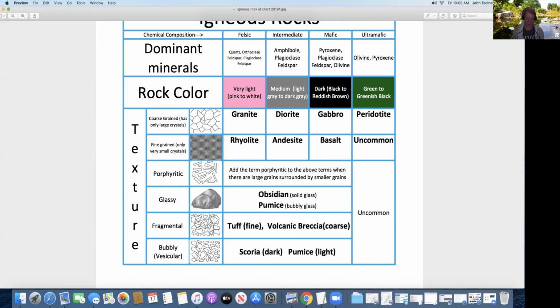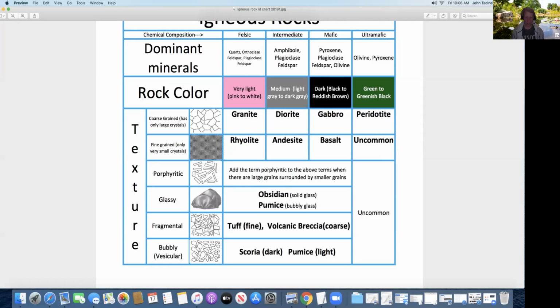Now, in terms of textures, we have the coarse-grained textures, which would have only large crystals, also known as phaneritic. Fine-grained or aphanitic, only very small crystals, but you could have one that's porphyritic, and that will have some large crystals, but mostly small crystals around them. So in that case, you could tack the term porphyritic onto it. So it could be a porphyritic rhyolite or a porphyritic andesite. And in fact, that's very common and helpful, because if you can see a few phenocrysts in here, which is what these large crystals are called, then that can give you a clue as to what the overall composition of the rock might be.